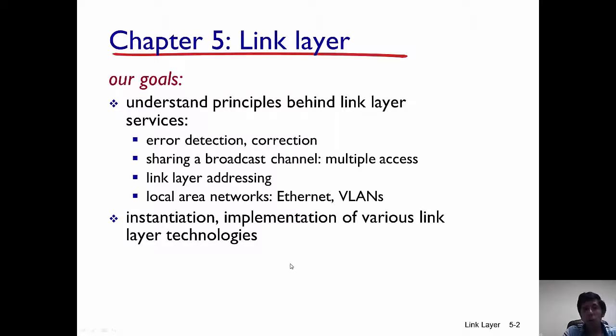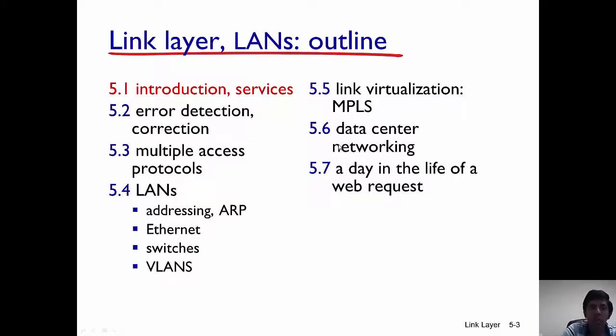So first, what are the goals of this chapter? We're going to understand the principles behind the different link layer services. Then we are going to talk about error detection and correction. We're also going to look at how multiple routers and hosts in the network share a broadcast channel, which is known as multiple access. And then we are going to look into link layer addressing. Link layer addressing is slightly different from the network layer addressing or the IP packets, and we'll look into that. So first, in this introduction, we'll just cover the different services given by the link layer and talk about error detection and correction.